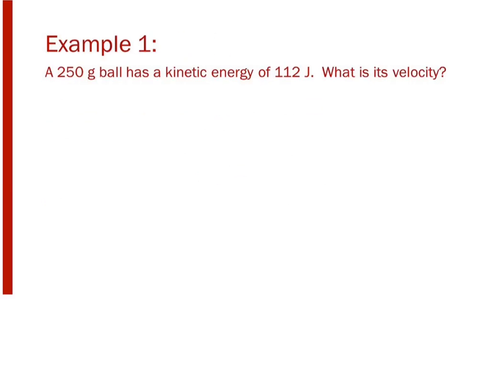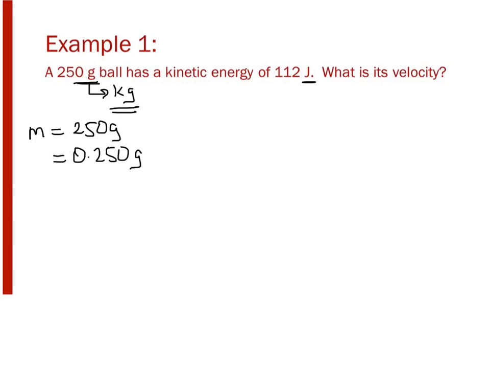So we have a 250 gram ball. So that is your cue right there. You need all masses in kilograms, okay? And we have energy in joules, so that's good. What is its velocity? So let's write down what we know. 250 grams, we're going to divide that by 1,000. So move the decimal 3 spots to the left. So we get 0.250 kilograms. We have our kinetic energy because it's moving.